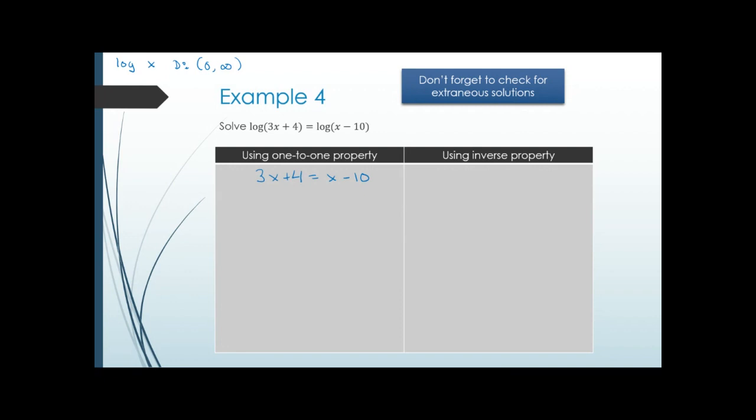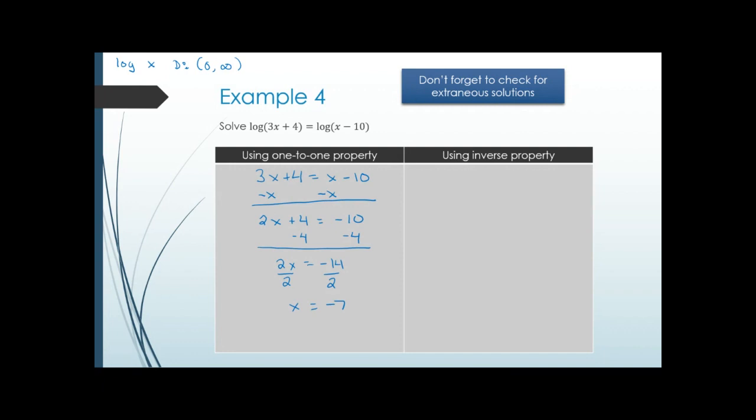So now we solve for x. I'm going to subtract x from both sides. I got 2x plus 4 equals negative 10. Then I'm going to subtract 4 from both sides. I got 2x equals negative 14. And then I need to divide both sides by 2. X equals negative 7. So now we need to check to see that that solution actually works.